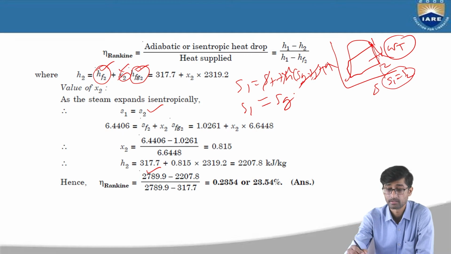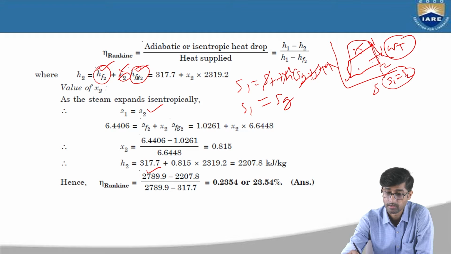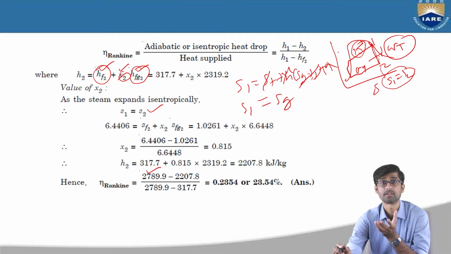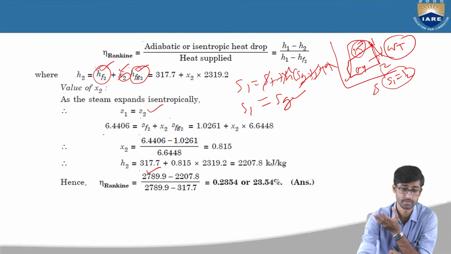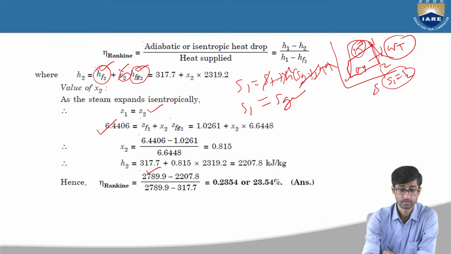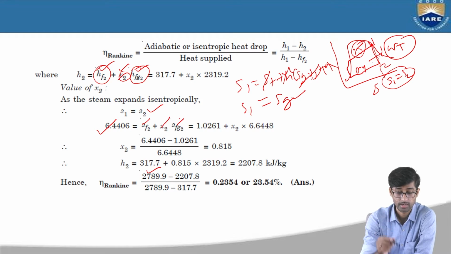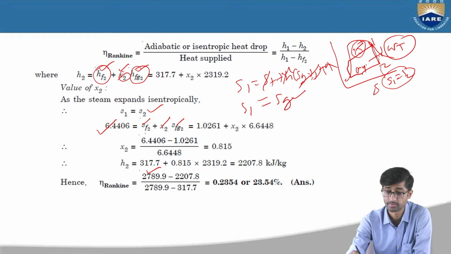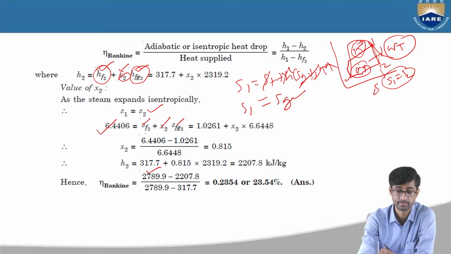So at pressure, this is 15 bar and this is 0.4 bar. At pressure 15 bar from steam table, what is the value of SG? That is equal to S1. And what is S2? S2 is SF2 plus X2 into SFG2, and this SF2 and SFG2 are at the pressure 0.4 bar. From steam table at pressure 0.4 bar, what is the value of SF and what is the value of SFG?